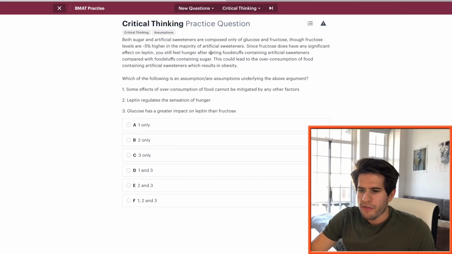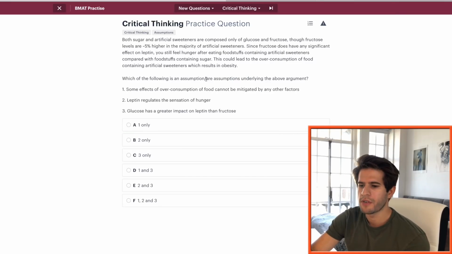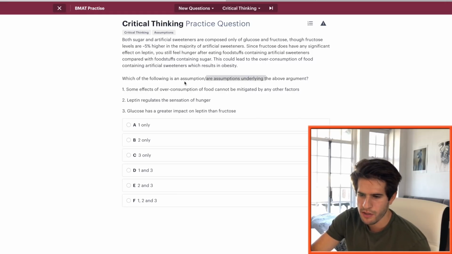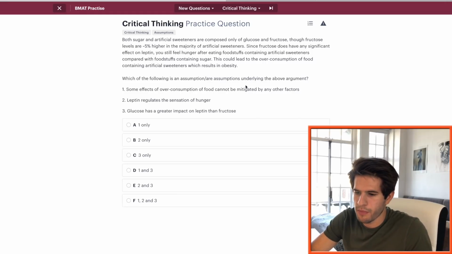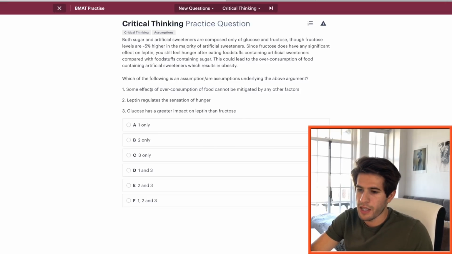Awesome. Both sugar and artificial sweeteners are composed only of glucose and fructose. Which of the following is an assumption or assumptions of the underlying passage? Some effects of overconsumption of food cannot be mitigated by any other factors. It is assuming this actually. It's assuming that leptin is the only thing that controls this. So 1 is an assumption.